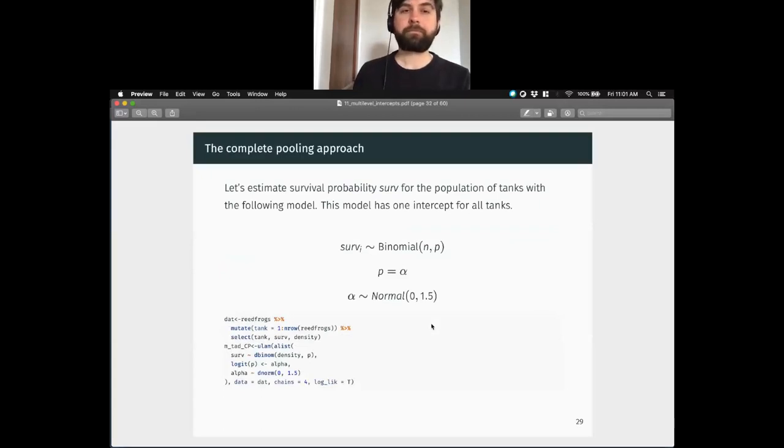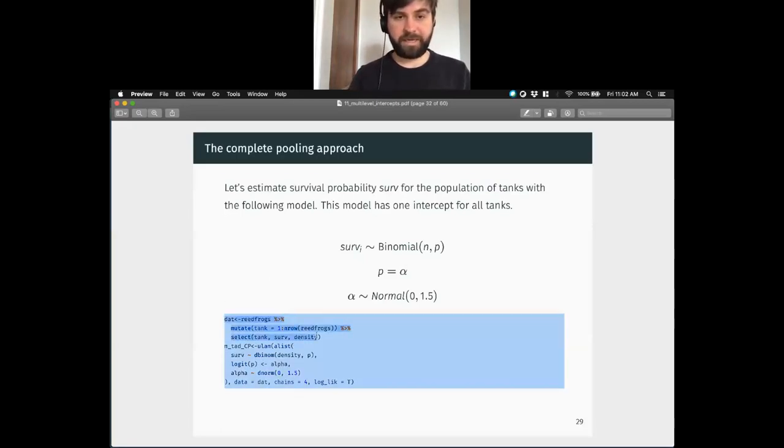Okay. So the complete pooling approach: we're going to estimate survival probability by estimating a single intercept for all tanks, and we're going to put a pretty broad prior on that. We're going to say this is a binomial model with a logit link. We're going to say the log odds of survival are somewhere between -3 and 3, which basically means the probability of survival in the average tank could be anywhere between 0 and 1, is what we're saying with our prior. It's really broad.